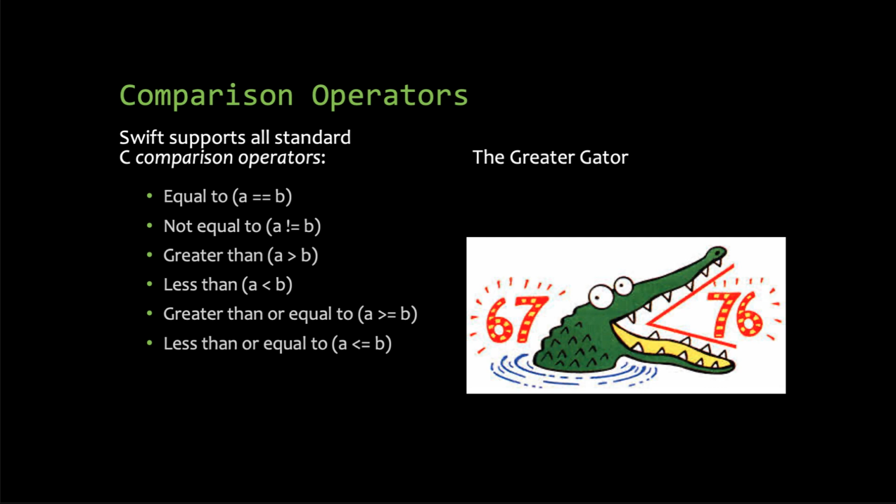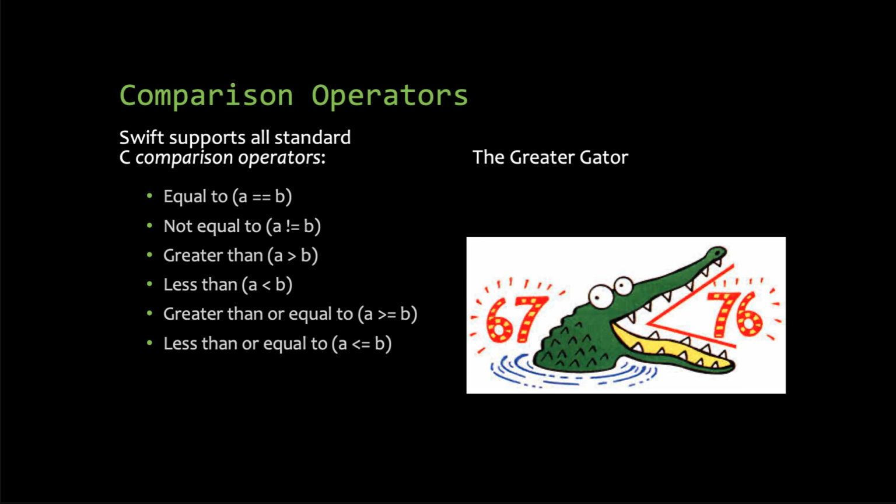Now, comparison operators always return a Boolean expression. So they're going to return a true or a false. So is 67 less than 76? The answer is true. We can also use the greater than and equal to. So is A greater than or equal to B? So if they're both the same, it is true. And as long as A is greater than B, it will be true. And the same goes for less than. Is A less than or equal to B?